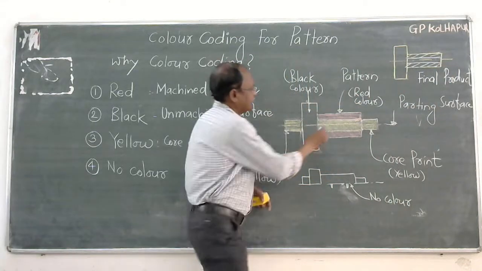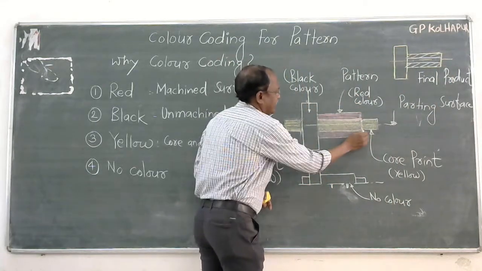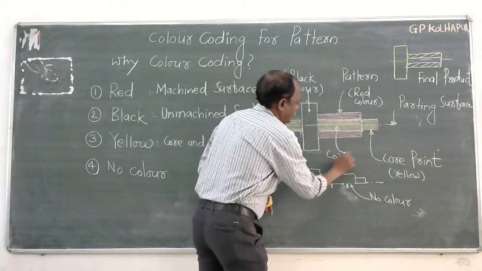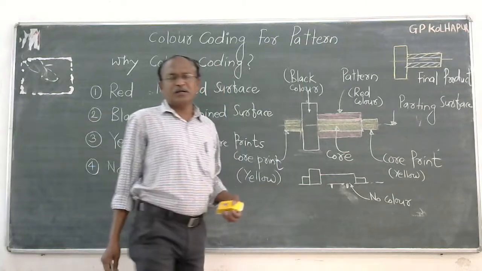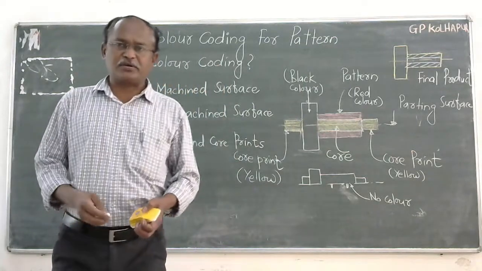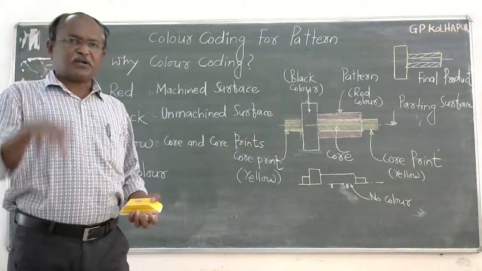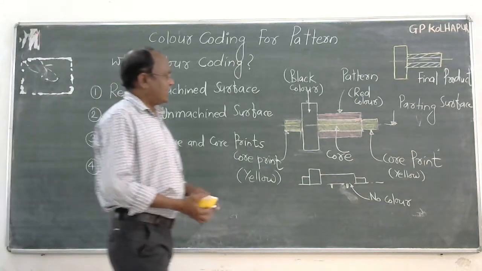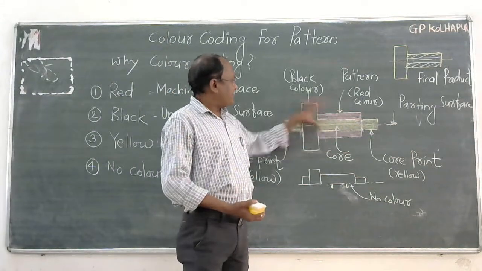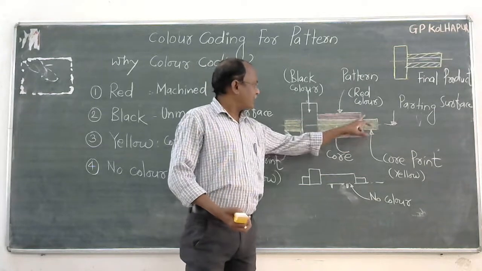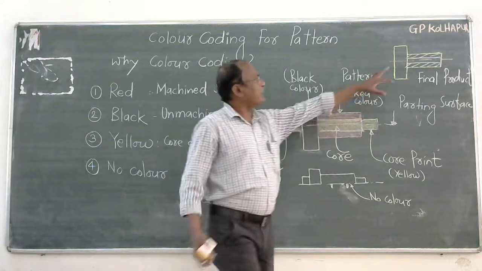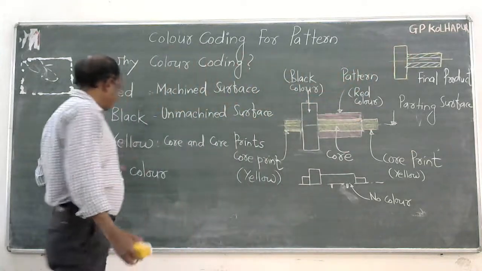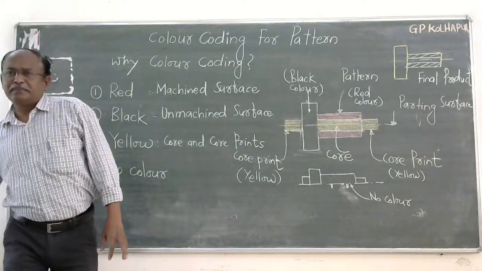So this portion indicates a core. The core is used to produce a hollow workpiece, a hollow casted product, meaning the part has a hole inside it. That is the core. After casting, you remove this core, you cut the core print, and you will have this final casted product. So this is all about the color coding of patterns.